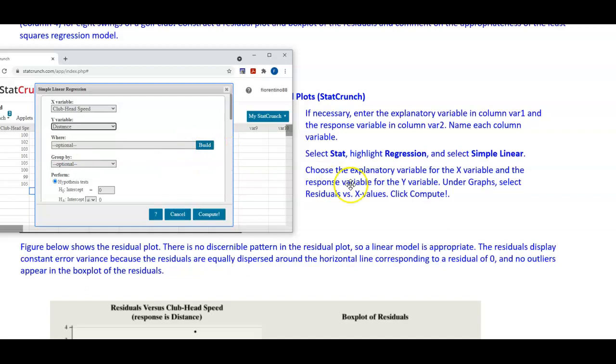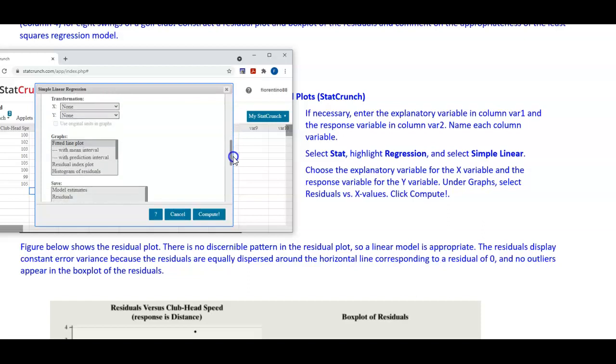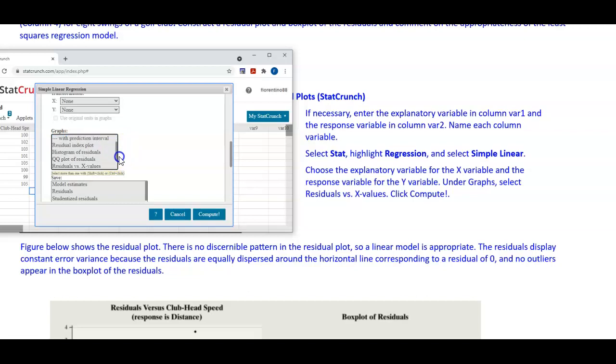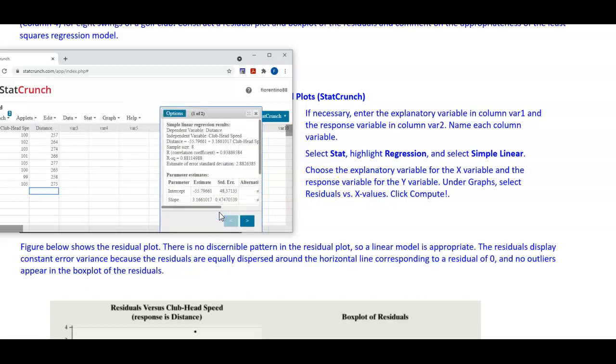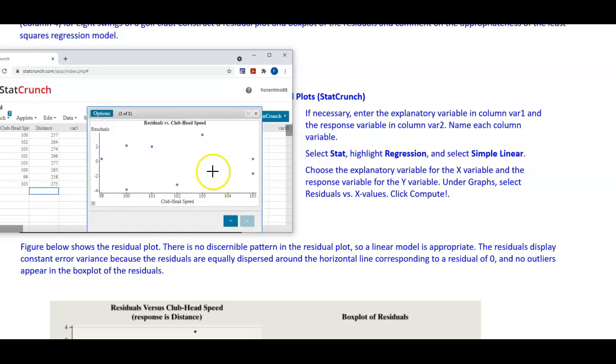And then down here it says under Graphs, okay, what we want is to select the residuals versus the x values. So we're going to select that because that's what we want, and then select Compute. Okay, so here we can see what our information is, and then here is our graph. This is our residual plot. Okay, so this is what our graph looks like.